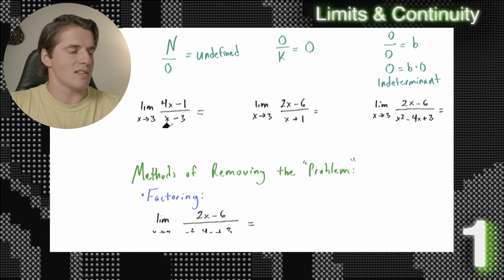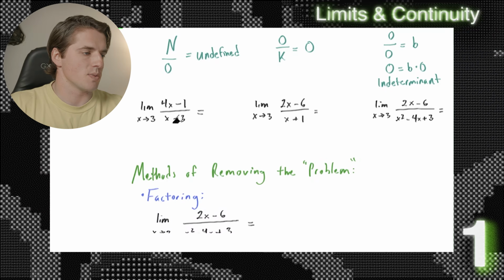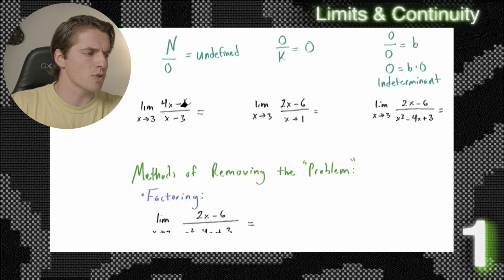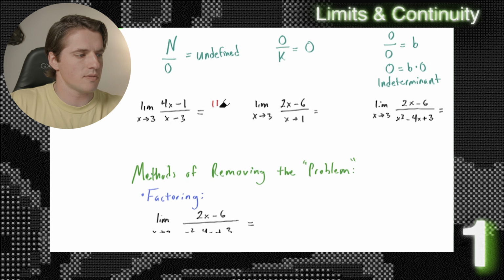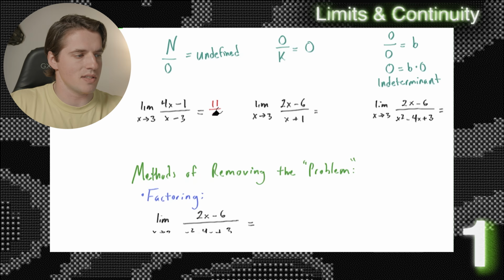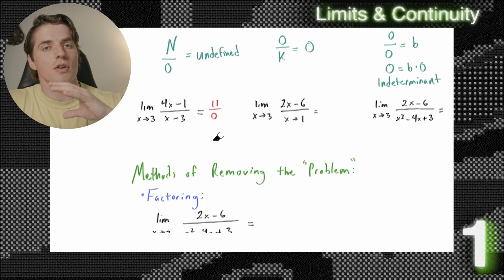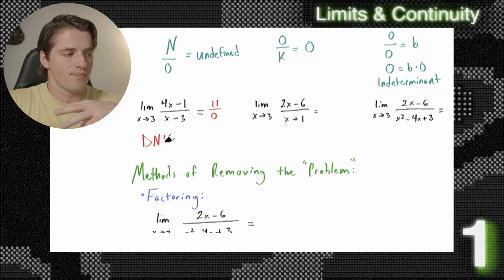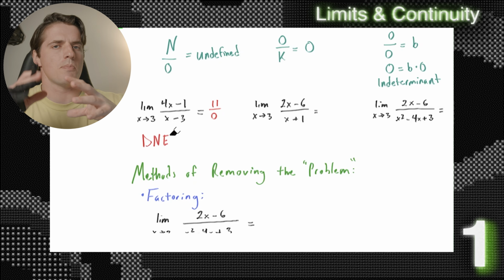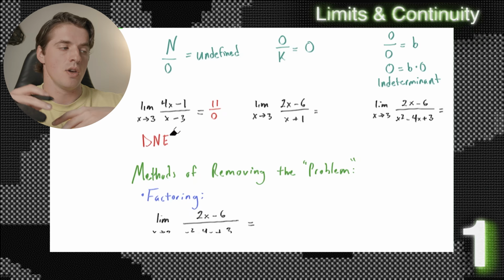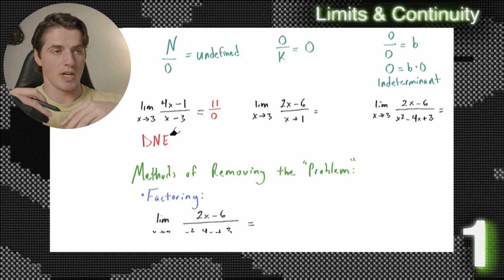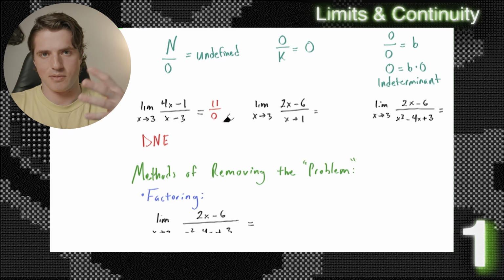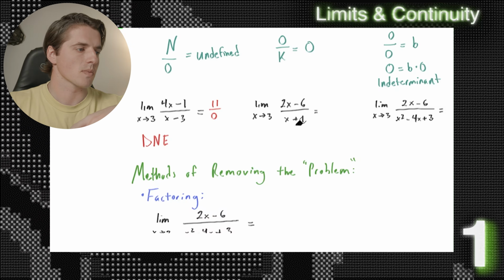We have the limit as x goes to 3 of 4x minus 1 over x minus 3. If we just plug in, we have 12 minus 1 is 11 over 3 minus 3 is 0. So we have 11 over 0. This is undefined, so our limit does not exist. And we might think, what does this look like? Well, a rational function where the denominator is 0, but the numerator is not. This is an asymptote. This is a vertical asymptote.